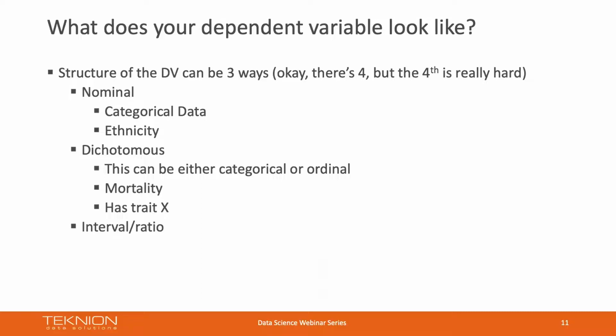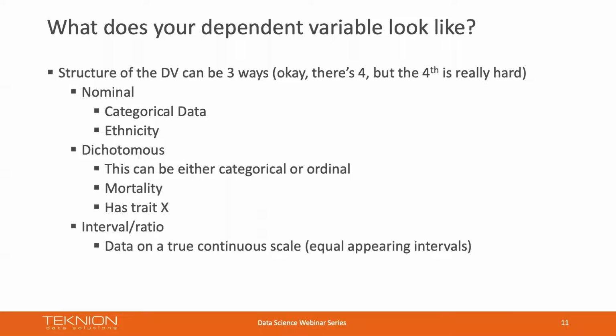And then the third way is interval or ratio data. This is typically data on a continuous scale. We call this equal appearing intervals. By that, we mean that 2 is more than 1 and 7 is more than 6, and the distance between 1 and 2 is the same as the distance between 6 and 7. It's the exact same distance. So it's on equal appearing intervals, and it's on a continuous scale.